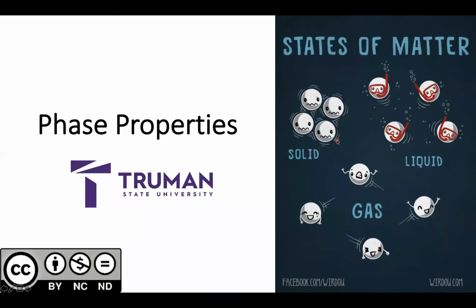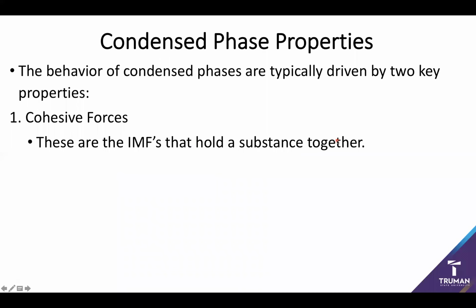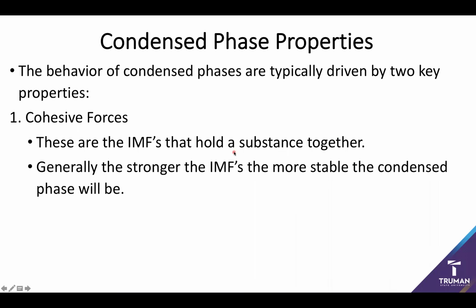So when we're looking at various phase properties, we can generally divide them as being caused by one of two key features, either cohesive forces, and so these are going to be the forces where IMFs hold a substance together, so how much a substance likes itself. And in general, the stronger the IMFs, the more stable the condensed phase will be. So if I've got very strong IMFs, I'm going to tend to want to make a solid. Weaker IMFs, a liquid. Very weak IMFs, gases.